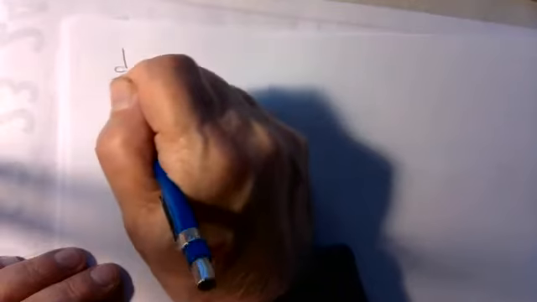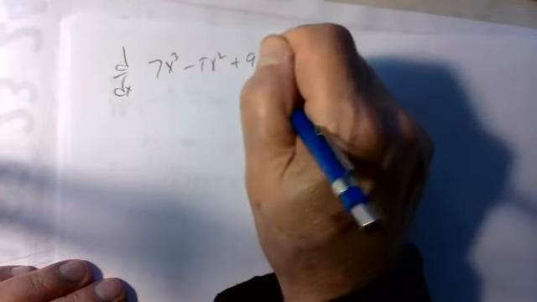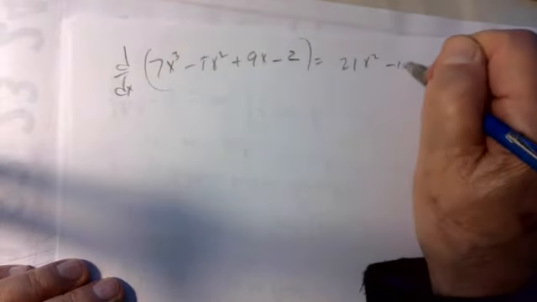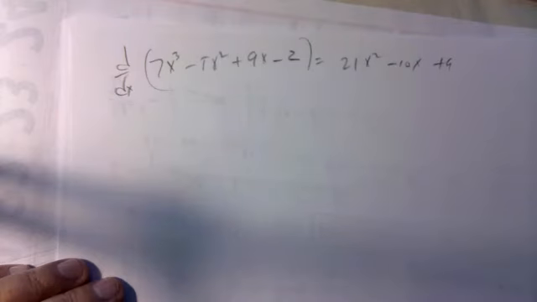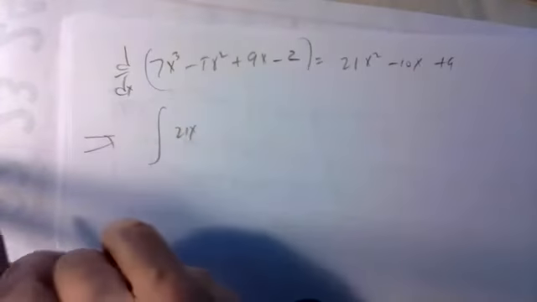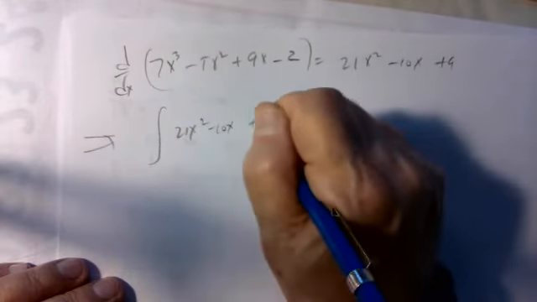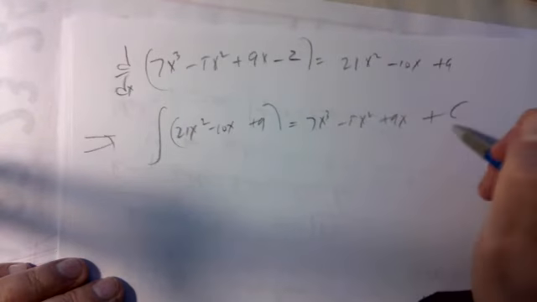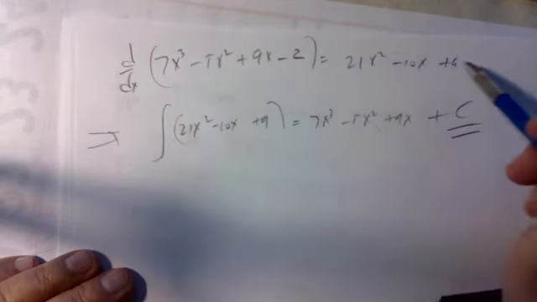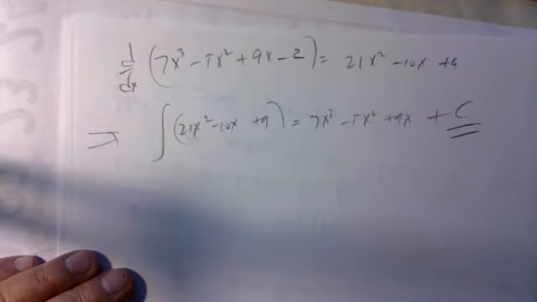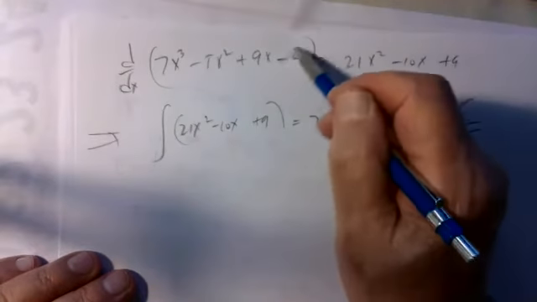So for example, the derivative with respect to x of 7x cubed minus 5x squared plus 9x minus 2 is equal to 21x squared minus 10x plus 9. So the antiderivative or the indefinite integral of 21x squared minus 10x plus 9 is going to be 7x cubed minus 5x squared plus 9x plus some constant. The derivative of this function is this. The antiderivative of this is that. But the derivative of the constant is zero.